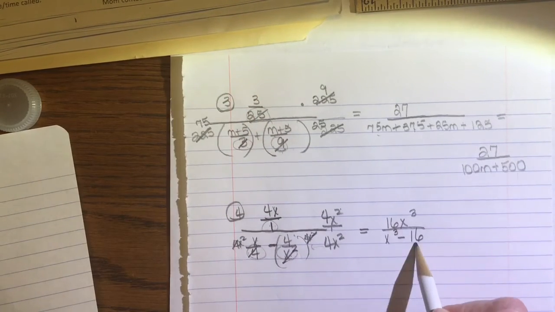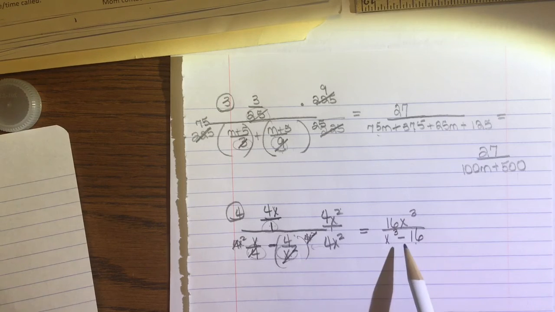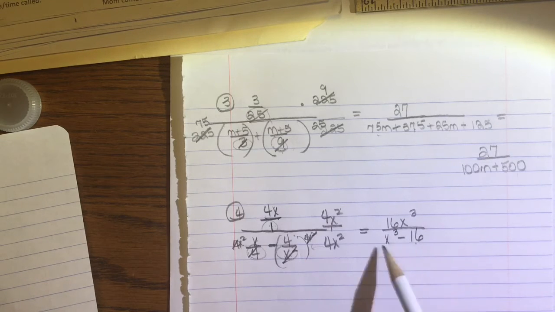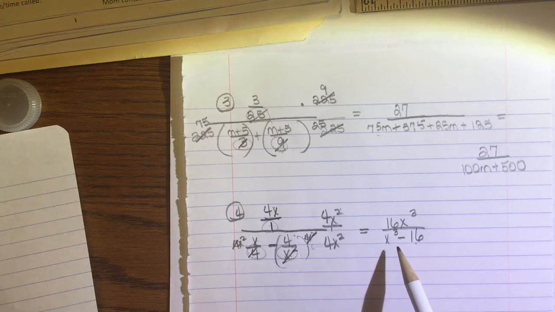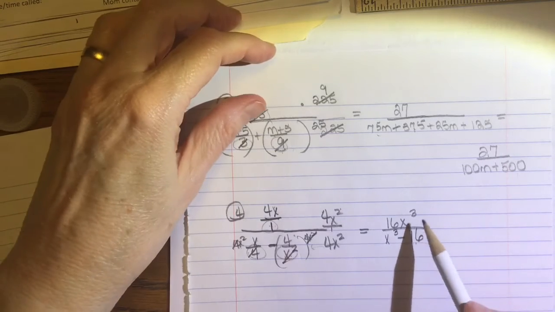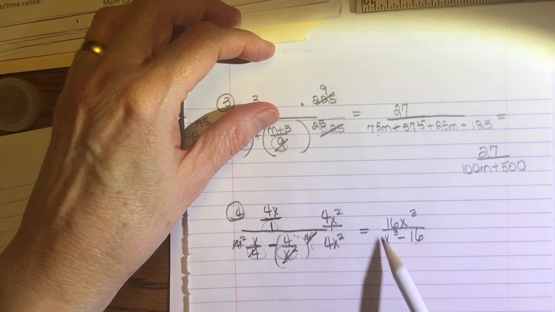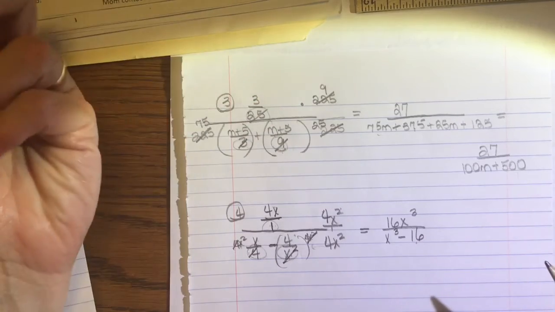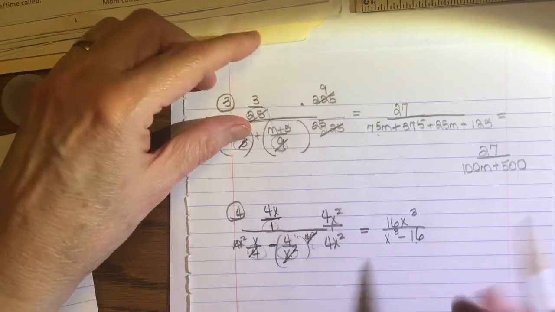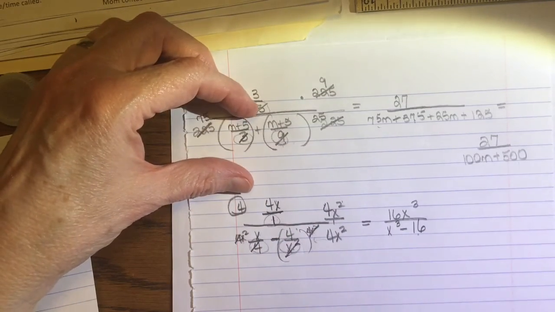Now, you can't cancel these. These won't factor. This is not a difference of 2 cubes. It won't factor. Even if it did, there's nothing that would cancel. And remember, it has to be multiplication, which this is not. And there's your answer. A lot of times, it's really just cleaning it up, the final answer.